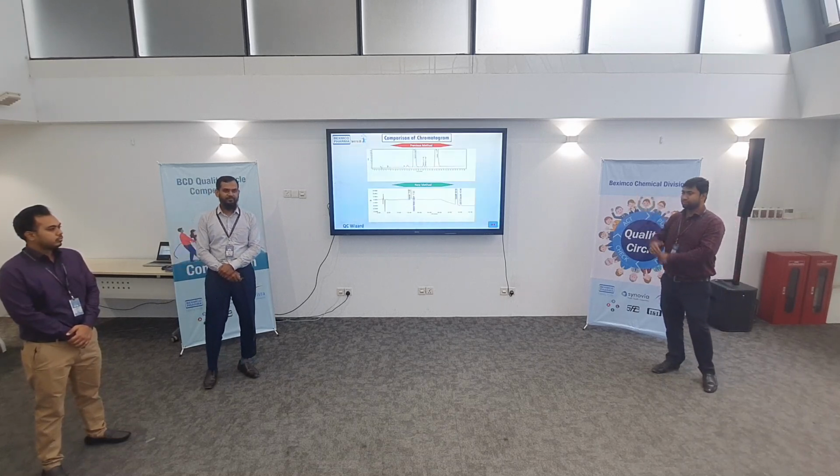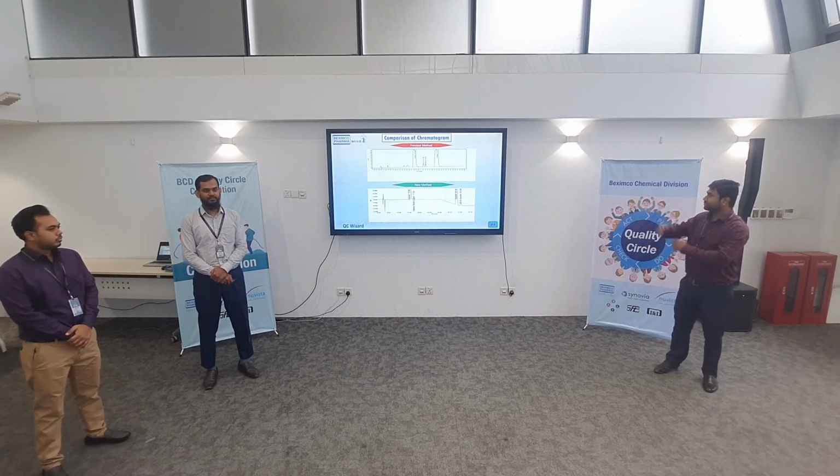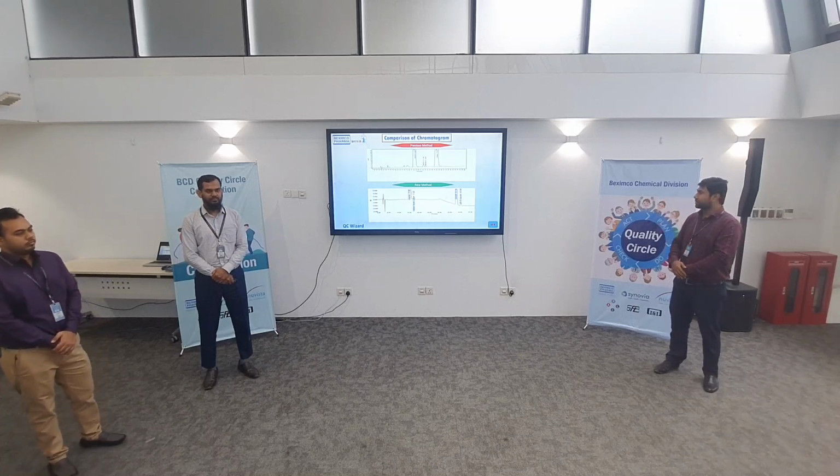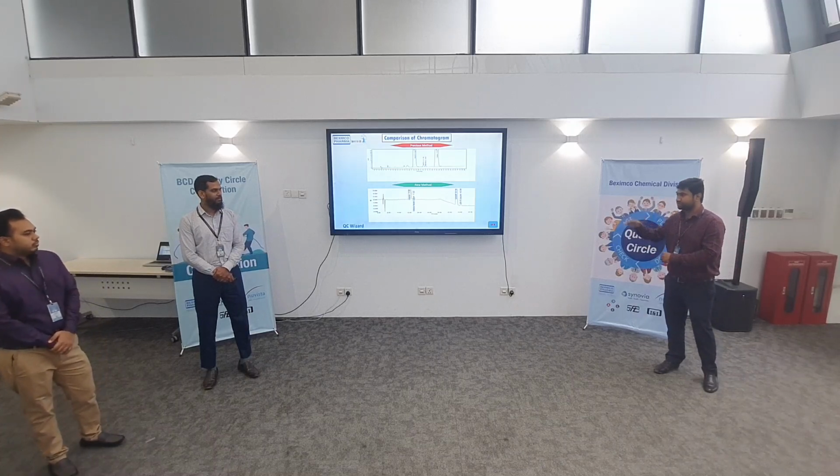It is the comparison of chromatogram of previous method and new method. In our previous method, after 100 injections, the column performance was declining and it was very difficult to find the resolution. But in our new method, there is no resolution issue.